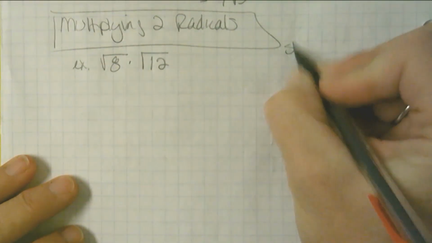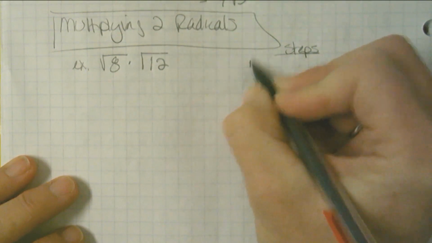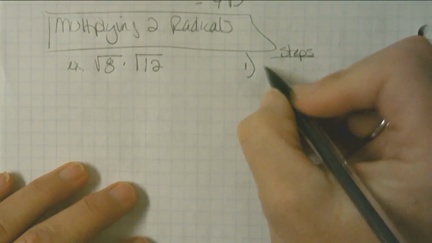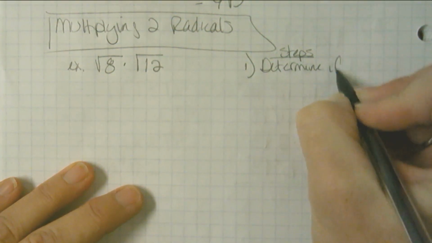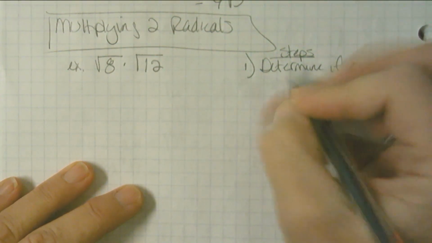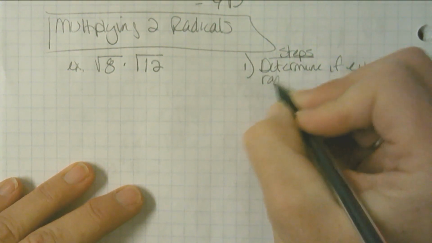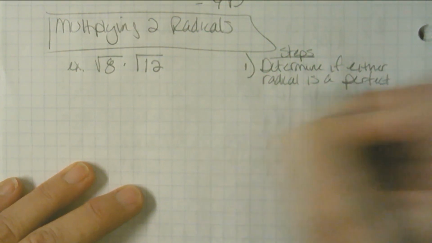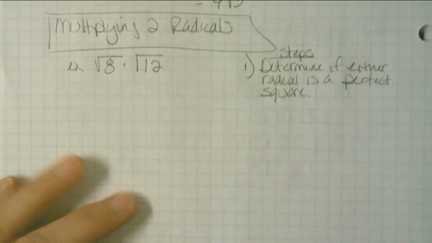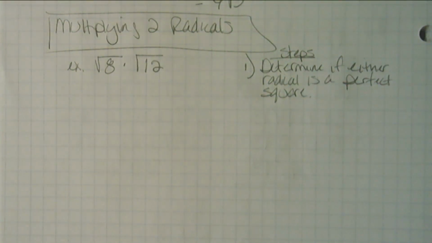First of all, I'm going to write some steps over here. What you want to do first is determine if either radical is a perfect square. You guys are not jumping ahead. You're writing down what I'm writing. Are either one of those a perfect square? Square root of 8 or the square root of 12? Jacob? No. So these are not perfect squares.